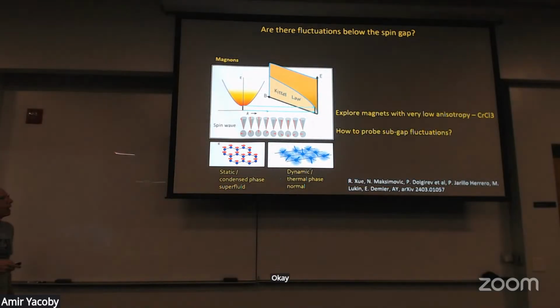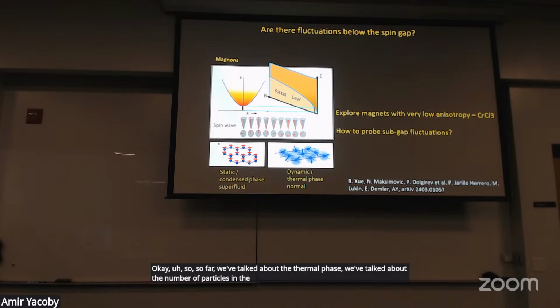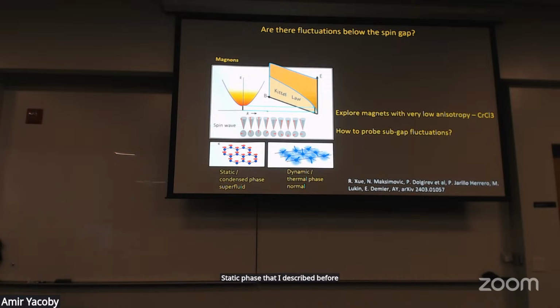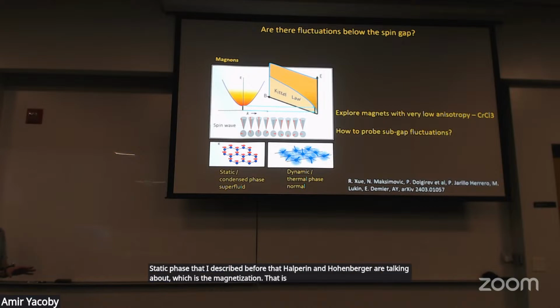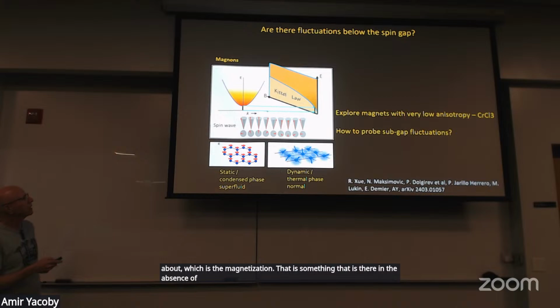Okay. So far, we've talked about the thermal phase. We've talked about the number of particles in the system that we can basically condense also. Note that this condensate is different from the static phase that I described before that Halperin and Hohenberg are talking about, which is the magnetization. That is something that is there in the absence of drive.